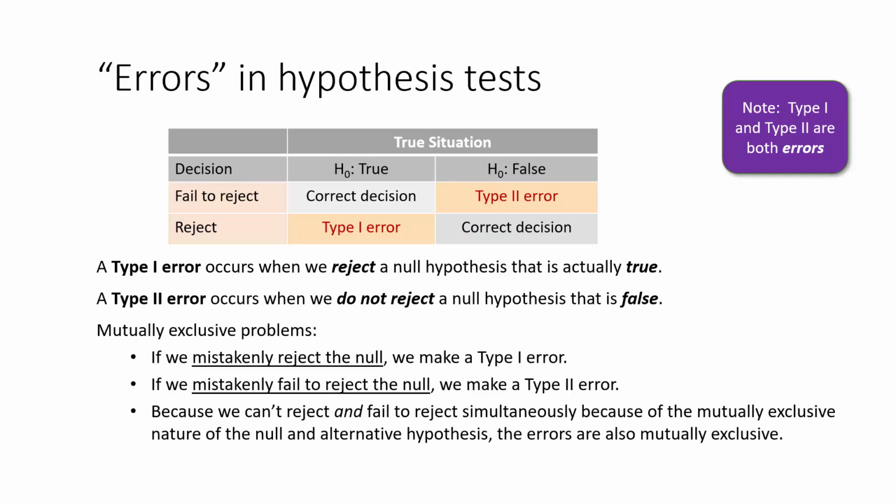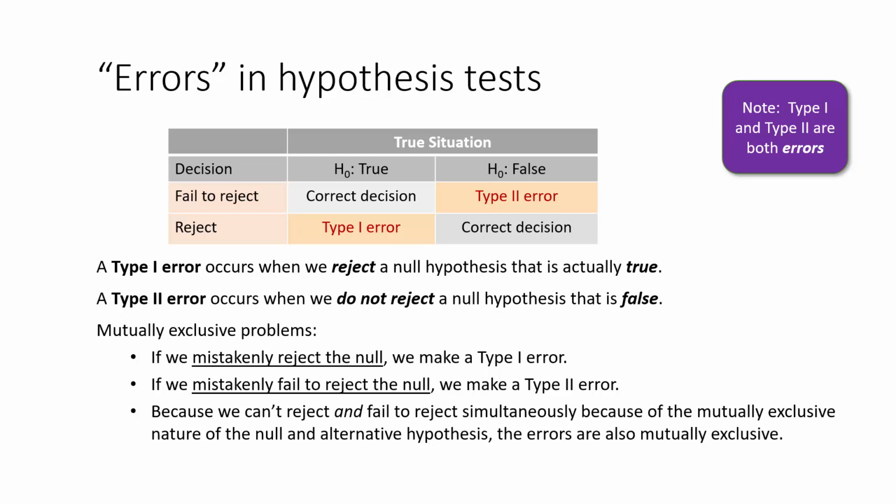Now we're going to have errors in hypothesis testing. Remember from sampling, if we take a given sample from a population, chances are pretty good that the sample mean will not be exactly equal to the population mean. No matter how good a sampling technique we have, unless we sample every observation, a given sample is not going to have the same value as the population parameter.